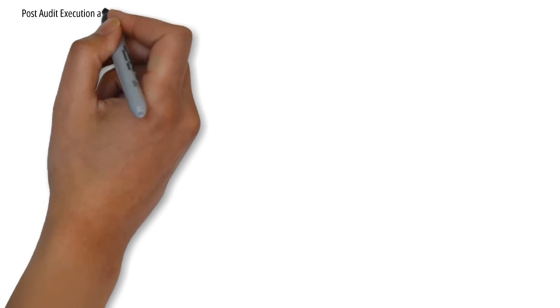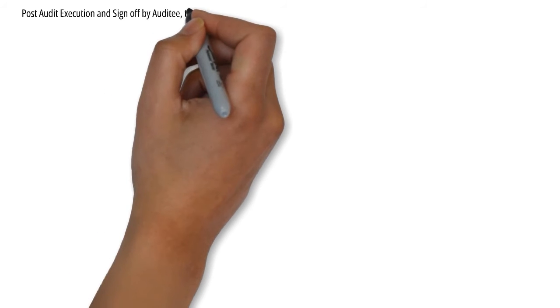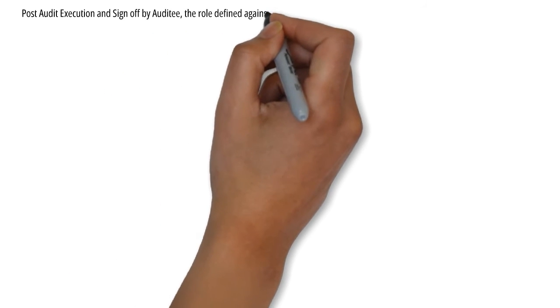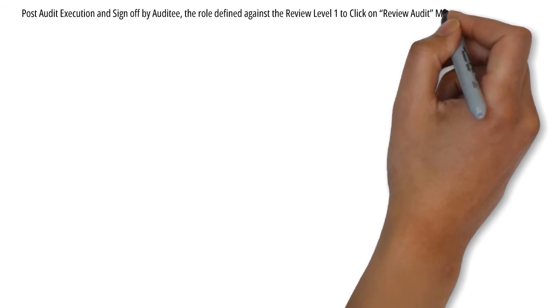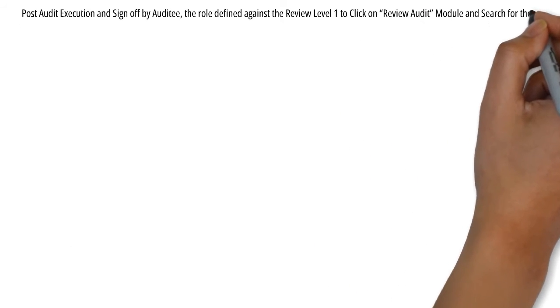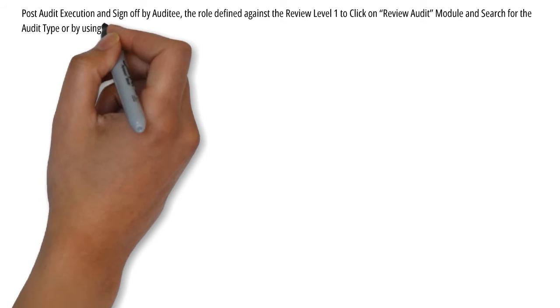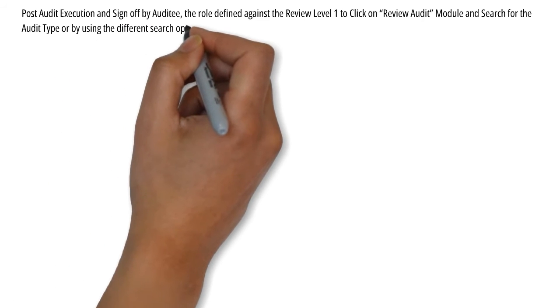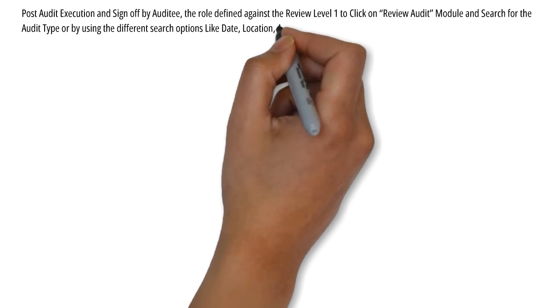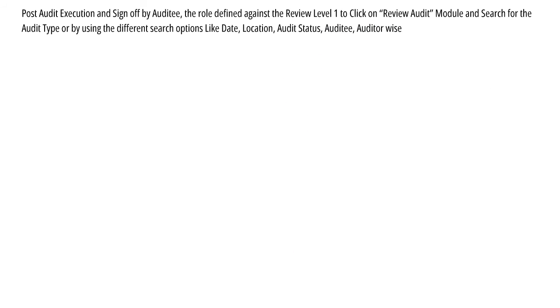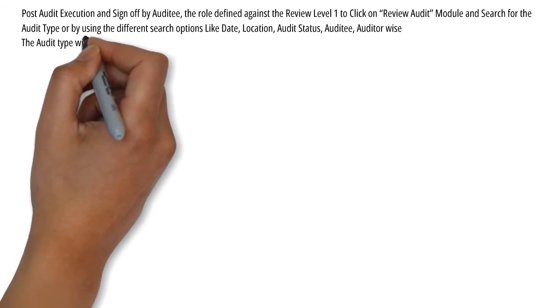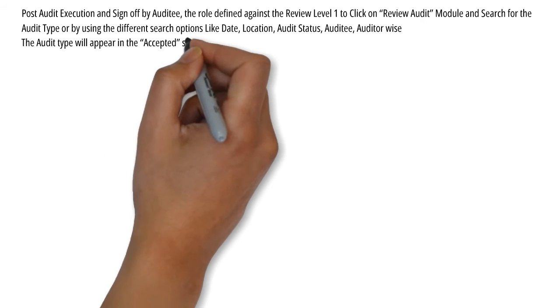Post-audit execution and sign-off by Auditee. The role defined against the review level 1 to click on Review Audit module and search for the audit type, or by using the different search options like date, location, audit status, Auditee, auditor-wise. The audit type will appear in the accepted state.